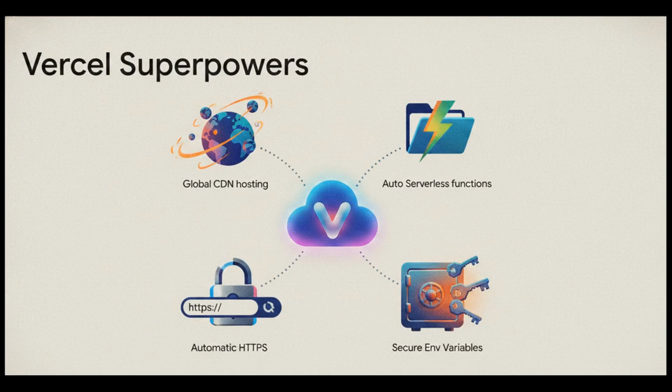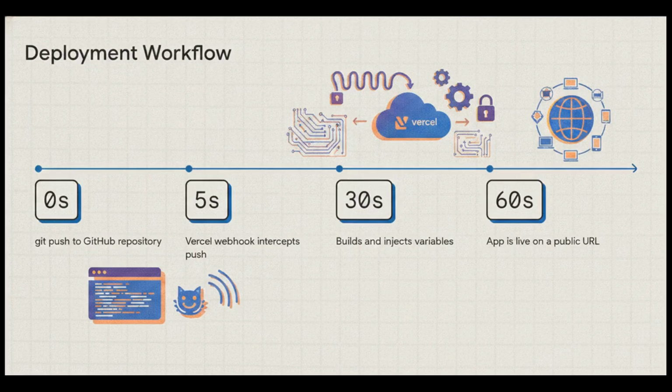Honestly, Vercel is basically a platform of automated superpowers. It removes all the heavy lifting and friction of traditional back-end operations. Just look at what it does automatically for you. It distributes your static files on a global content delivery network, meaning your site loads instantly whether your user is in Tokyo or Toronto. It automatically detects any code in your /API folder and converts it right into those highly efficient serverless functions we just talked about. It gives you automatic HTTPS, so no more wrestling with SSL certificates. And crucially, it handles your sensitive environment variables securely. But the real magic? It's how incredibly fast this all happens.